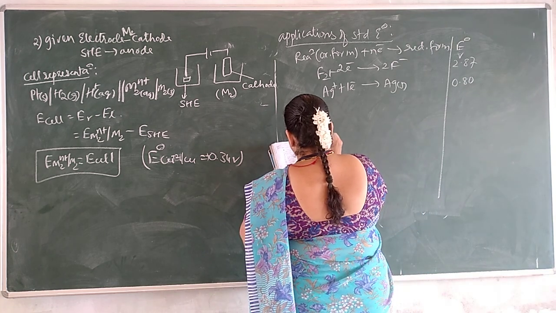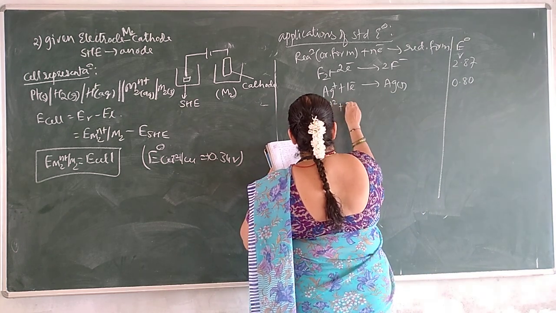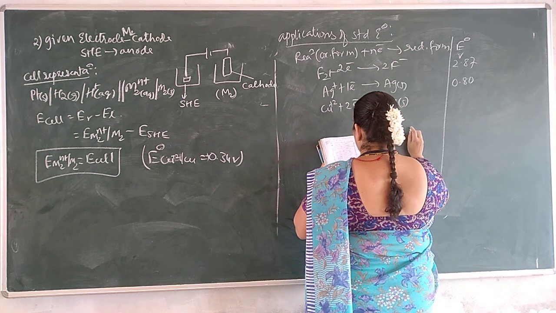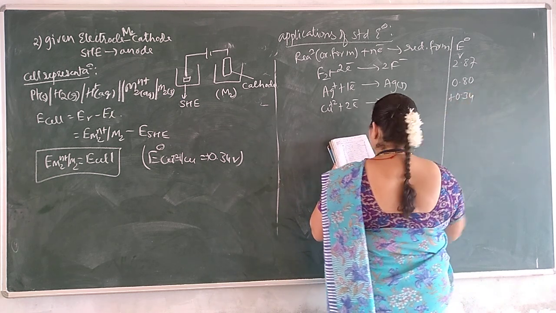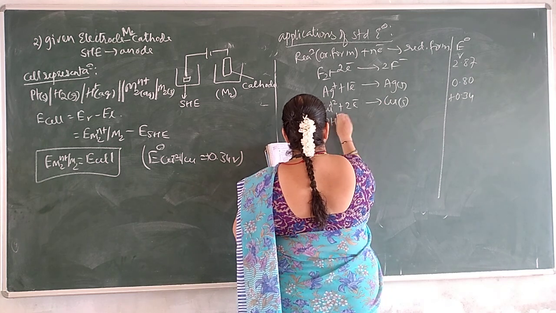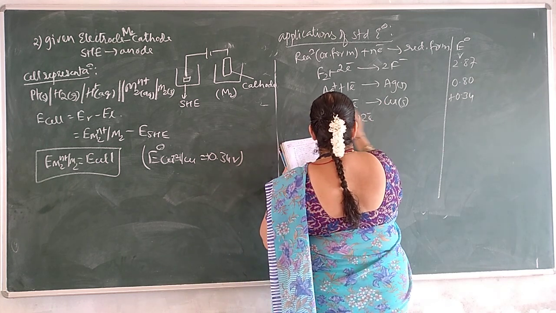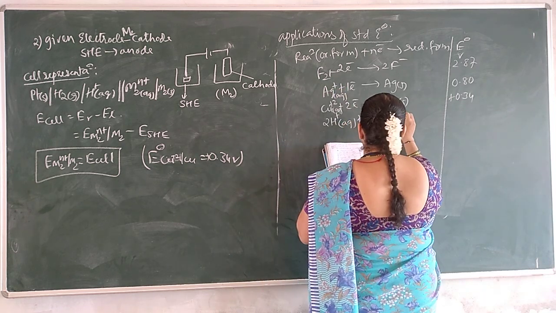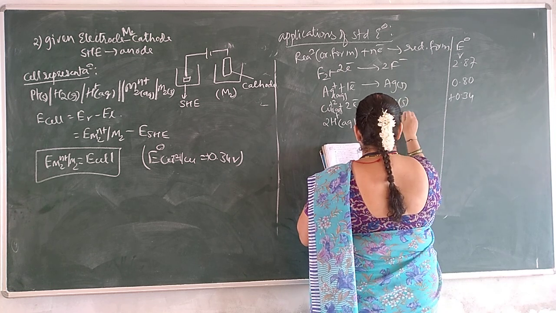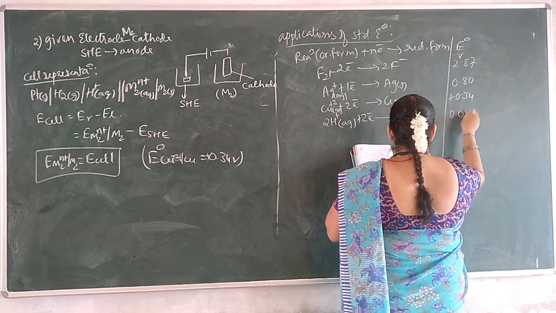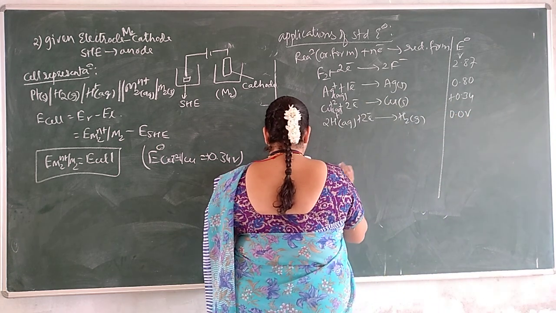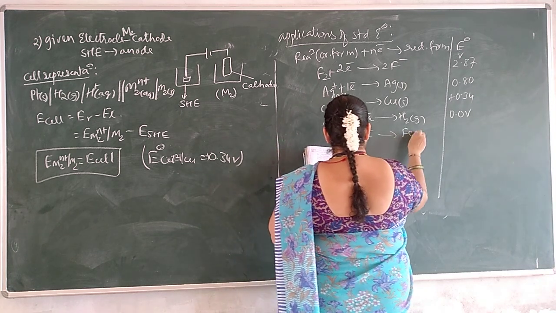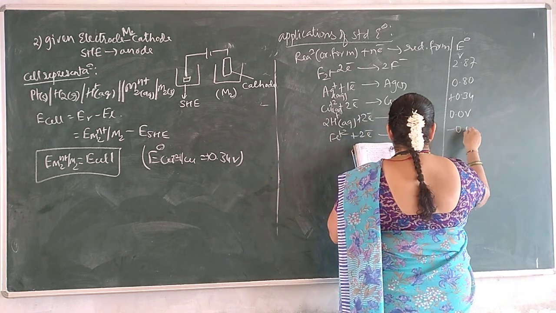Then Cu2 plus plus 2 electrons giving rise to Cu solid with plus 0.34 volts. Then 2H plus aqueous plus 2 electrons giving rise to H2 gaseous with 0.0 volt. Then Fe2 plus plus 2 electrons giving rise to Fe solid, minus 0.44.